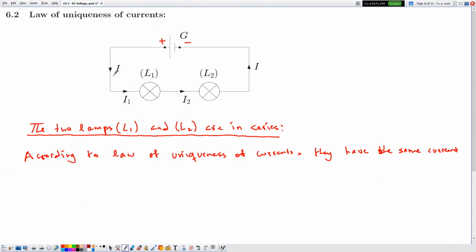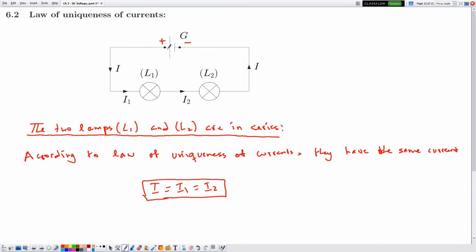So notice that the main current I is equal to the current I1, and the same current I1 will traverse the lamp as the current I2, which is equal also to the main current that will reach back the negative pole of the battery. Then in this case we have I is equal to I1 is equal to I2, and this is known as the law of uniqueness of currents. And I repeat, the word uniqueness means they are equal or the same.